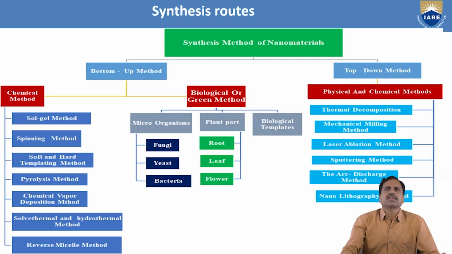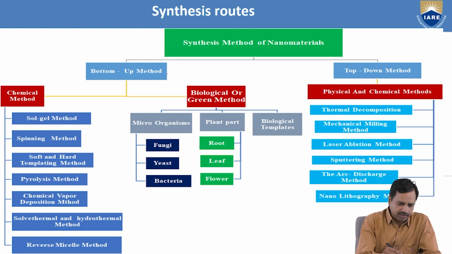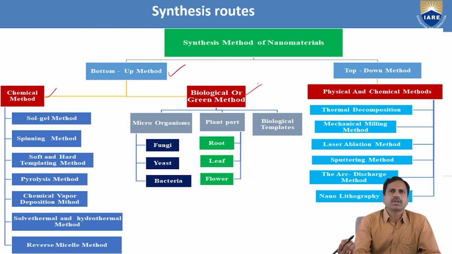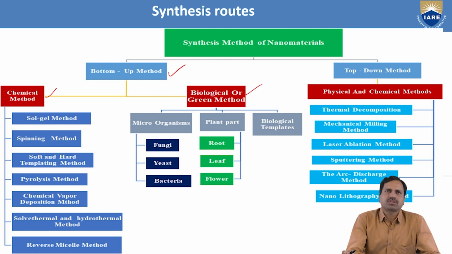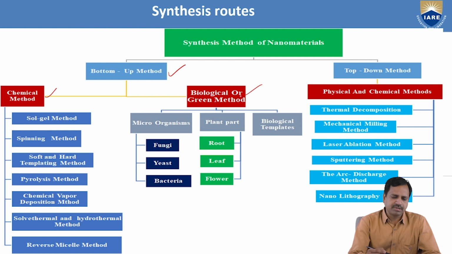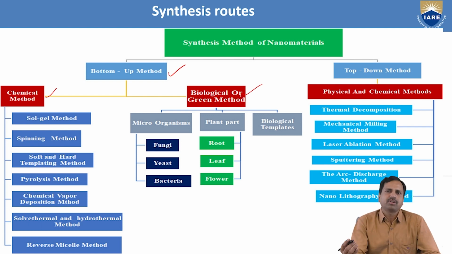Okay, so this table chart can explain the synthesis routes, the synthesis methods of nanomaterials. First, on the left side we can see the bottom up approach. The bottom up approach is again classified into chemical method and biological method. Chemical method means we'll use some reagents, and biological method means we'll use some biodegradable reagents so that it can be synthesized.